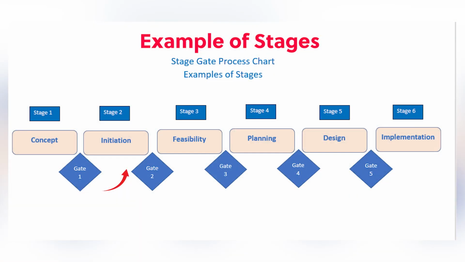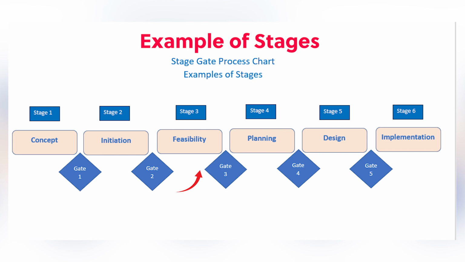Now, the gate 2, the input would be your statement of requirements, stakeholder register with all your key stakeholders identified at this point, and your project charter or PID. The output would be the approved project charter and the statement of requirements, and also the approved stakeholder register. And this, of course, would give you funding for the stage 3.